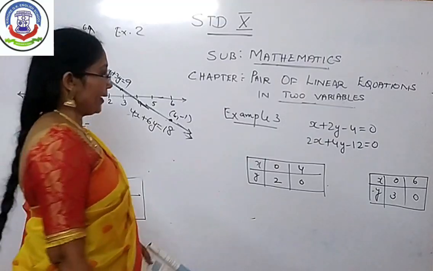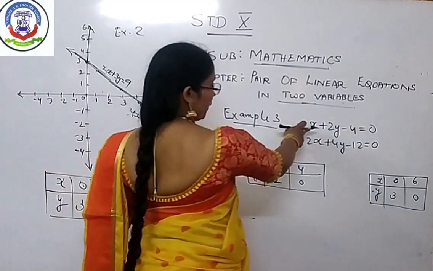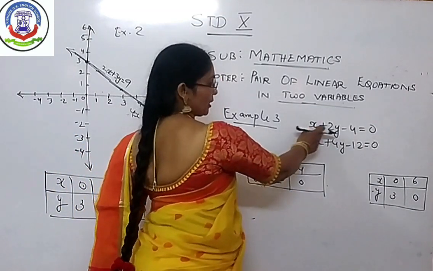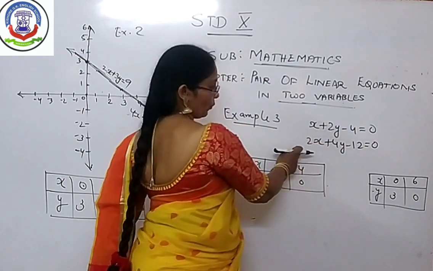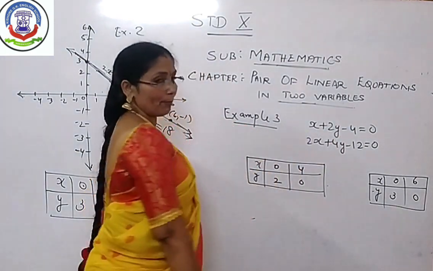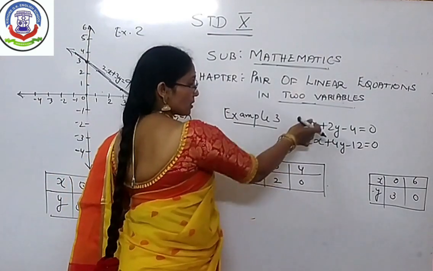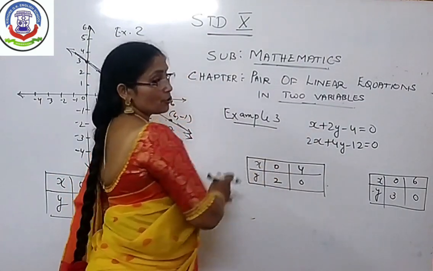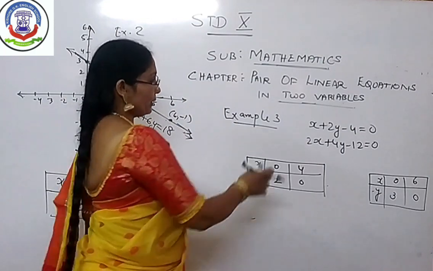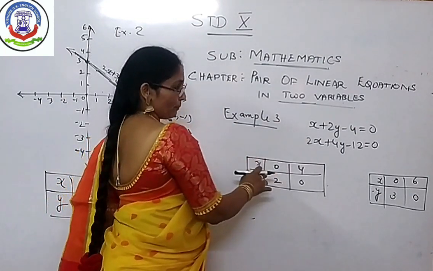Let us take example number 3. Two equations are already given here: x plus 2y minus 4 equal to 0 and 2x plus 4y minus 12 equal to 0. How do we represent these two equations geometrically? For that, the same thing has to be done again.